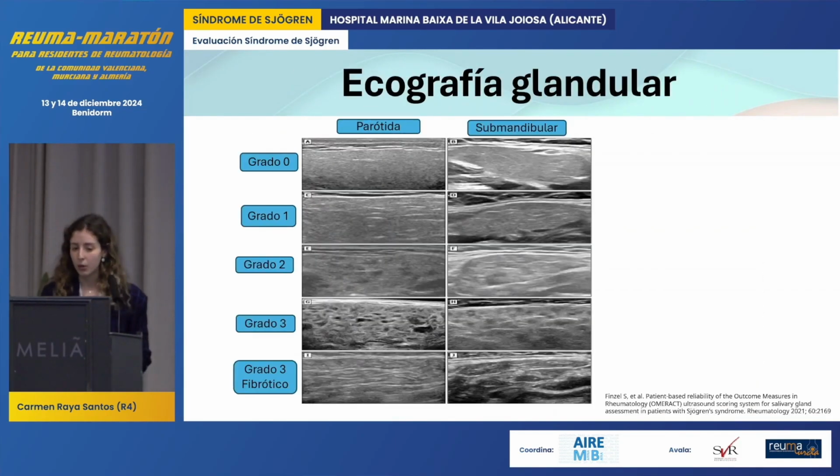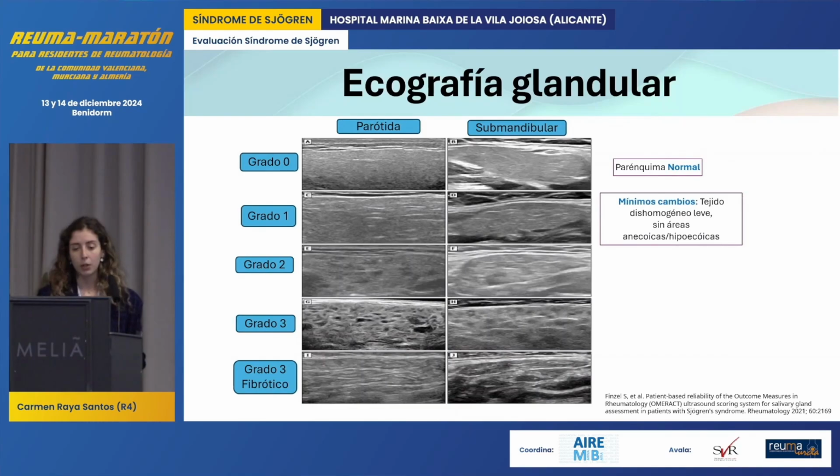This has been graded according to the level of involvement into 3 grades. Well, 0, 1, 2, 3. And then a fibrotic grade 3 is also included. And this is the classification we all know, OMERACT. Grade 0 would be normal parenchyma. Grade 1 shows minimal changes.